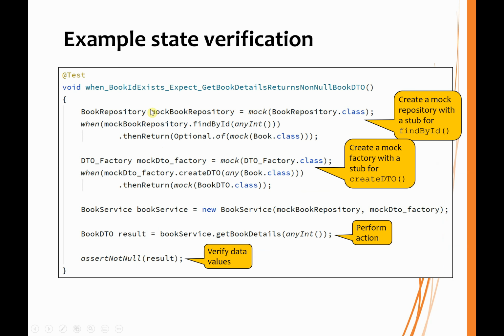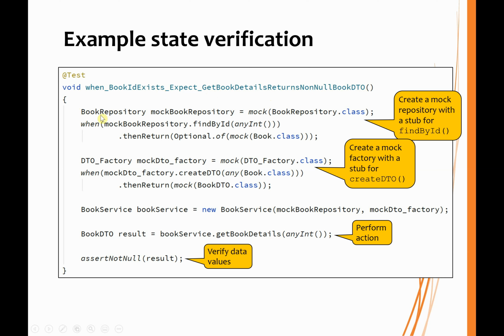And so we could do some kind of state verification in this way. When the book ID exists, we're going to expect to get book details returning a non-null book DTO. That's what we're intending to test. So let's create the universe.